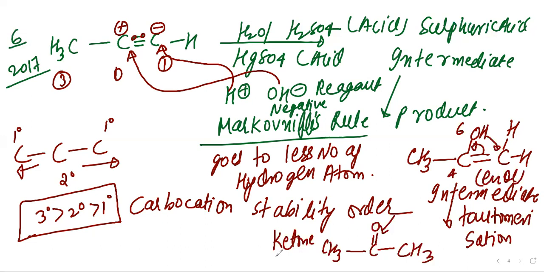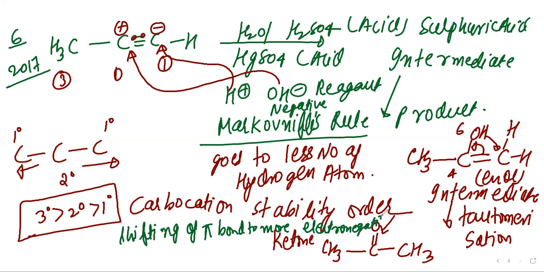So tautomerization is nothing but shifting of pi bond, right? Shifting of pi bond to the more electronegative atom. Write it down.